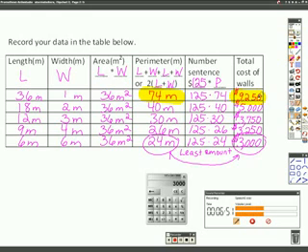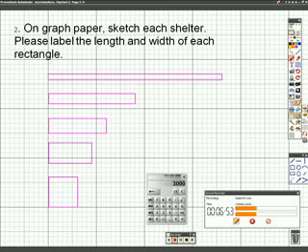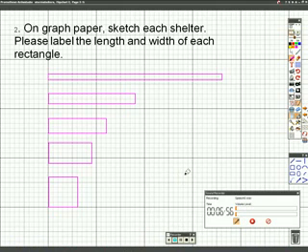So now what we're going to do is draw our rectangles. So if you look on this paper, we have our long thin one, the one that costs the most. We have the 1 by 36. We have the 2 by 18. We have the 3 by 12. We have the 4 by 9. And finally we have the 6 by 6.